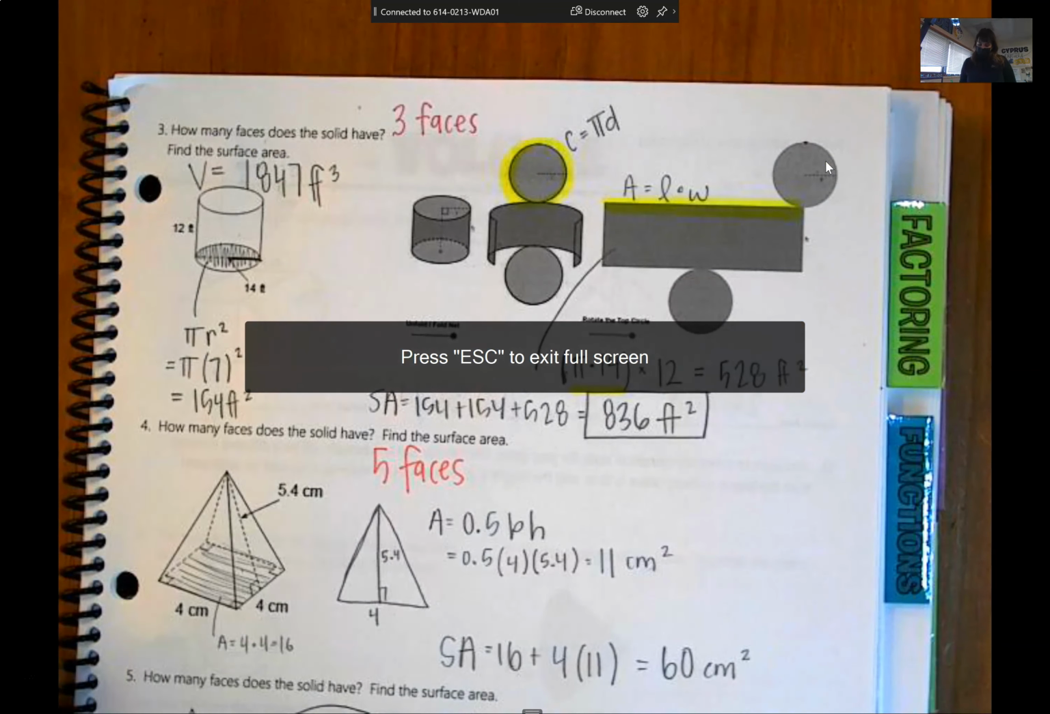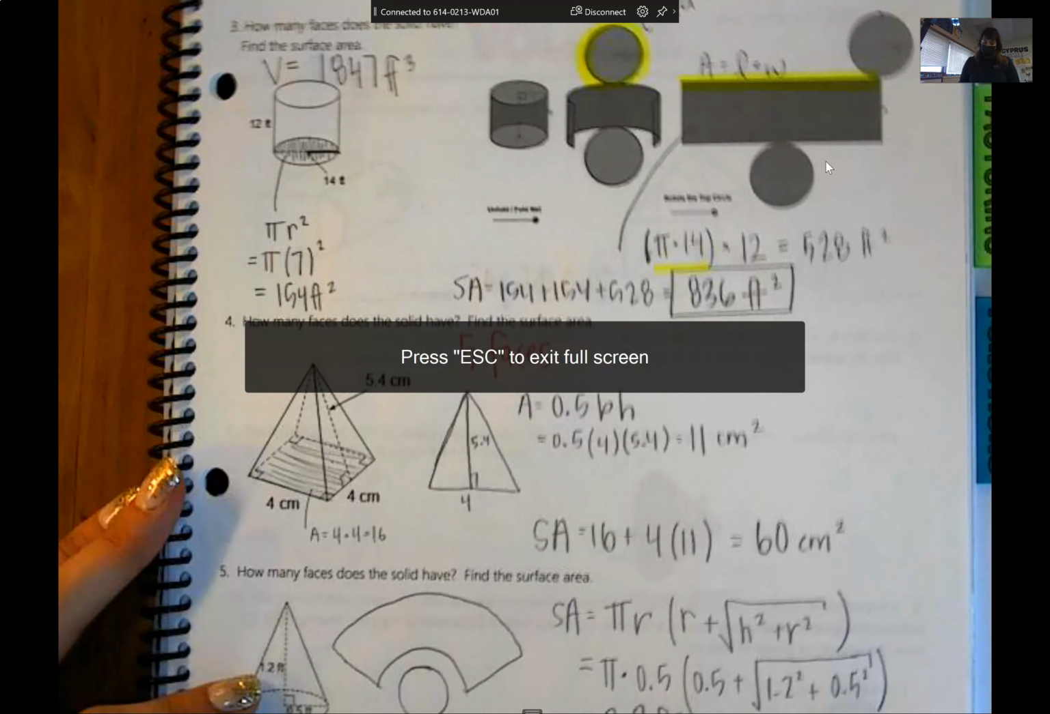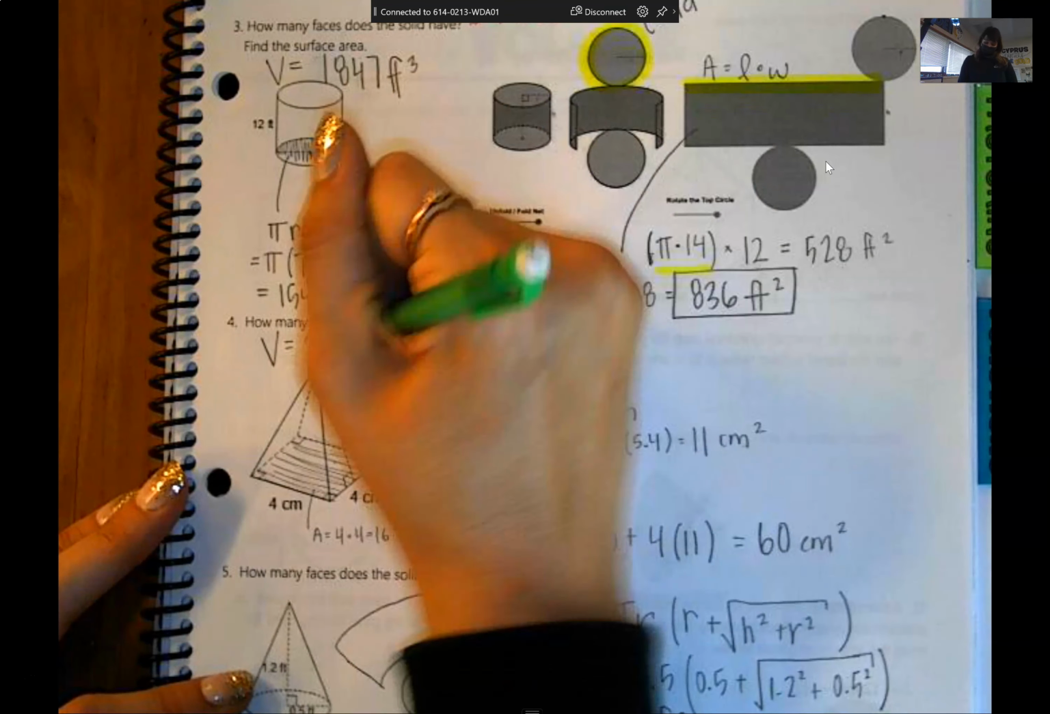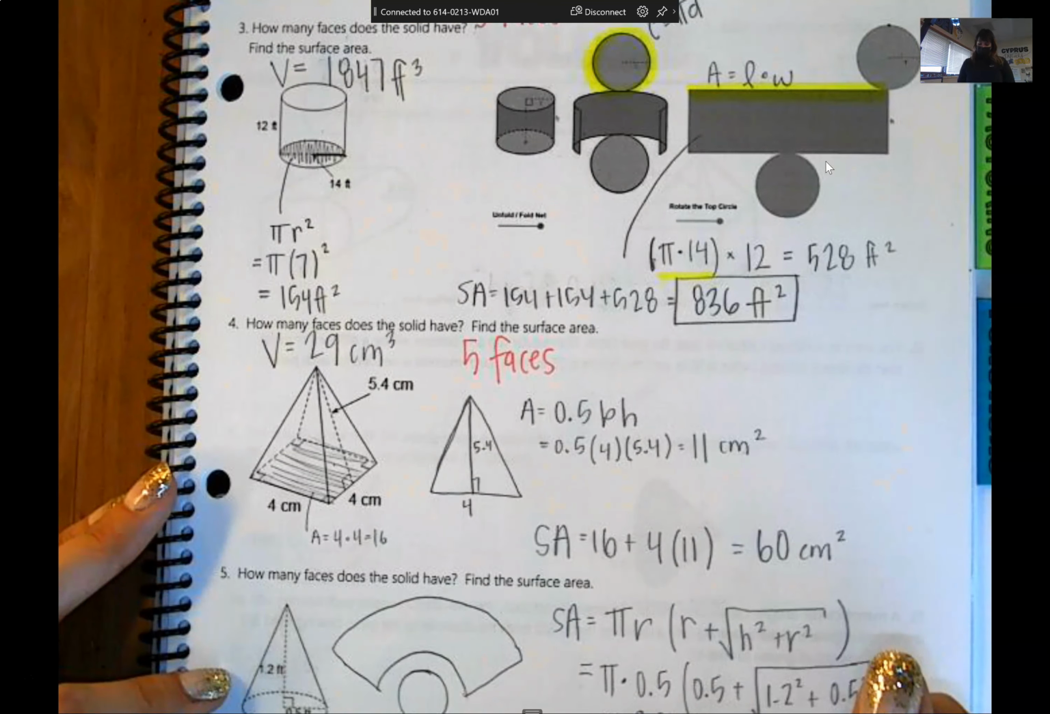Okay, volume of the pyramid. What'd you guys get on that one? 29? Oh, that's okay. That's nice. Okay, how's about the cone?